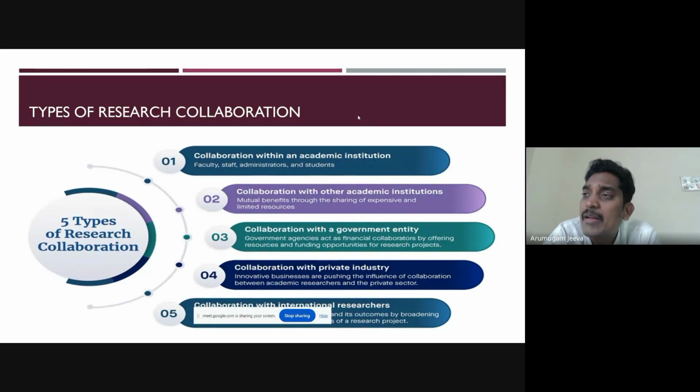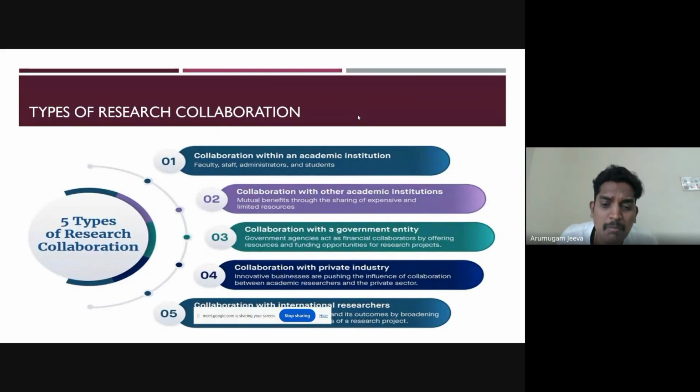Apart from academic institutions and government entities, the collaboration may happen with private industry also. A lot of industries are ready to pick up projects from academic institutions if there are innovative projects and ideas that can be taken by the industry. For that, the institution will be paid, and it can grow along with the industry products, creating a very good relationship and collaboration between academic researchers and the private sector.